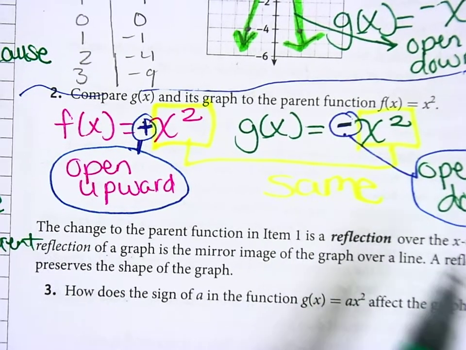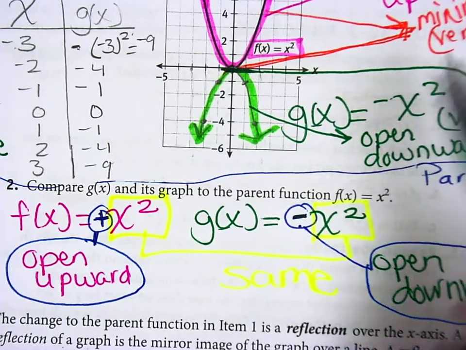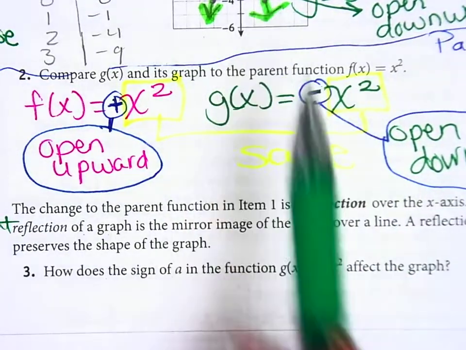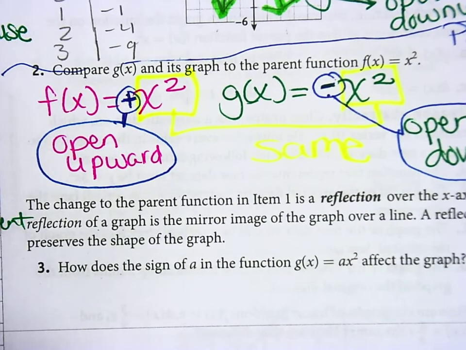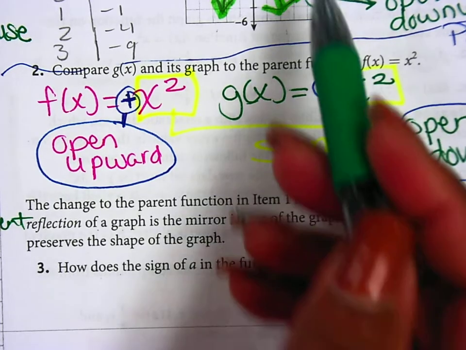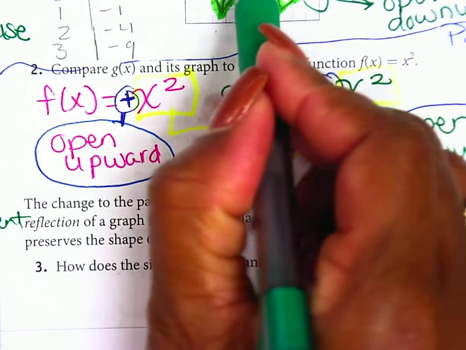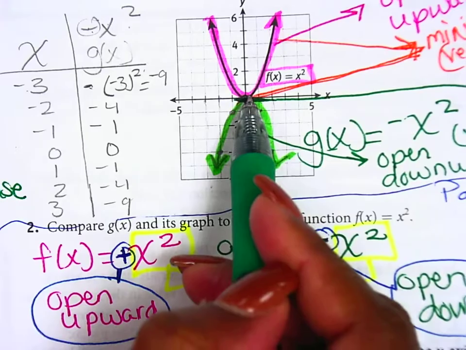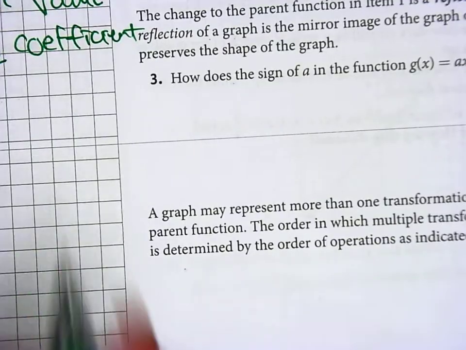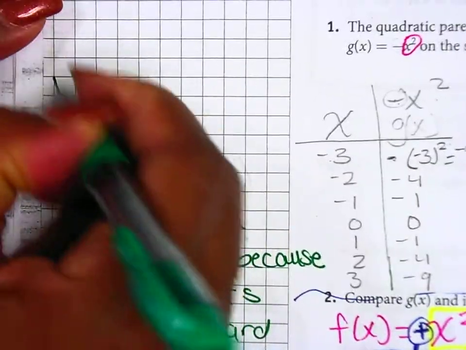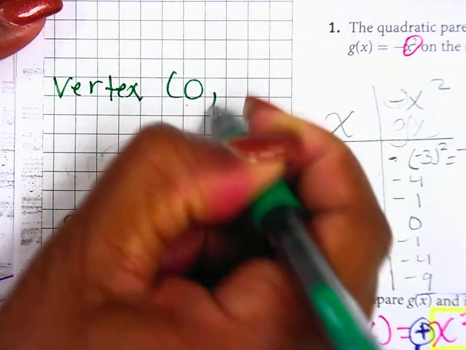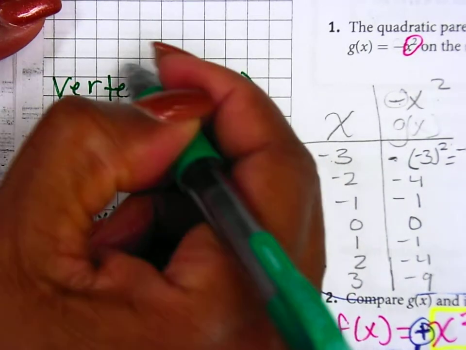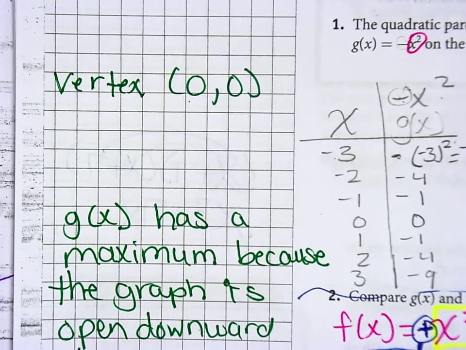Also, with this g of x, it makes me think about how it impacts the axis of symmetry, or does it? Is the axis of symmetry the same? Remember I said that the vertex has the same point, and you know that's 0, 0. So we know this vertex here is 0, 0. So that's for both. I'm going to write down vertex, color coding: the vertex is 0, 0 for g of x, and it's also 0, 0 for the parent function.